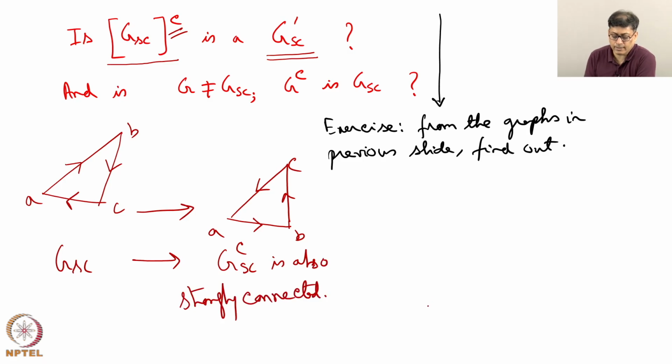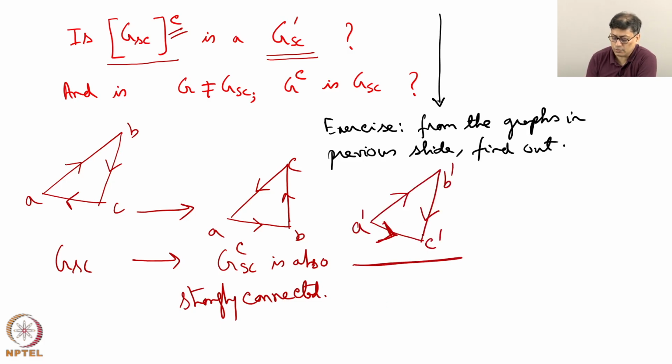Now, I take another example, a graph which is not strongly connected, and if I take its complementary, will I get a strongly connected graph or not? For example, this is a graph which is not strongly connected. Now, I am going to do its complementary operation. I write here G not strongly connected is made its complementary not strongly connected.